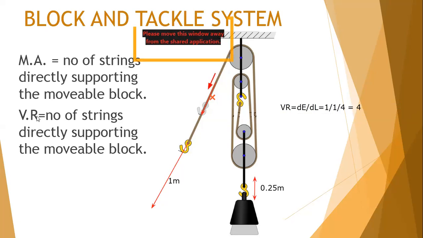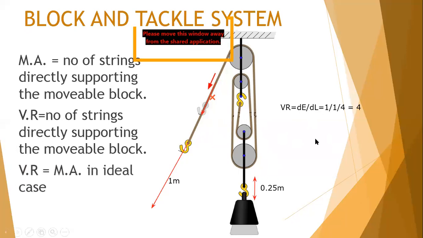So you will find how easily you can find out VR as well. VR is also the number of strings directly supporting the movable block. So this you can easily find out. There is no derivation for finding the MA and VR, but remember that velocity ratio is the displacement of effort upon displacement of load. Since the MA is equal to VR, you can easily find the MA and VR just by counting the number of strings directly supporting the movable block.